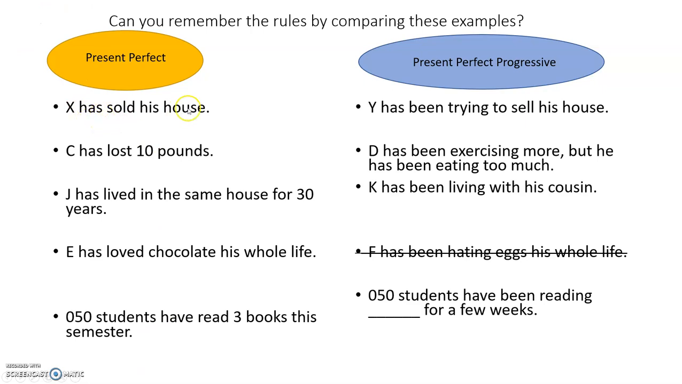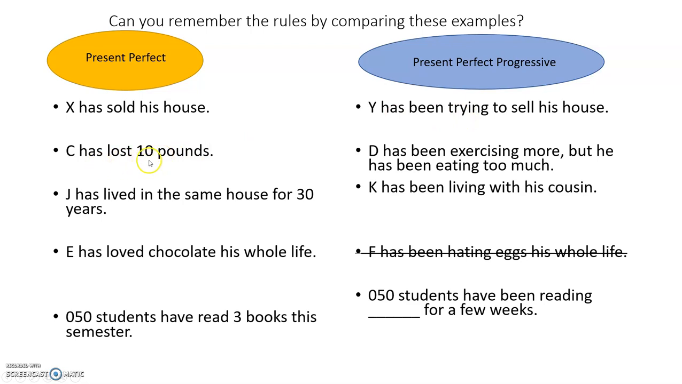X has sold his house. Y has been trying to sell his house. Okay, finished. The verb sell is finished. The verb try is not finished. So this really shows you how the action is continuing. He's been trying, continuing that action.